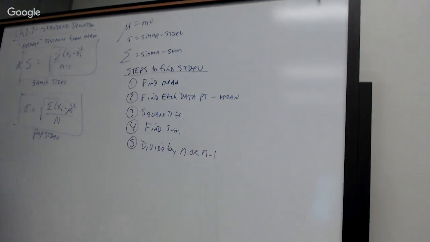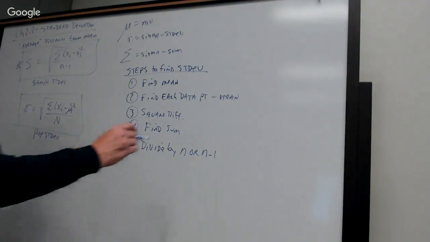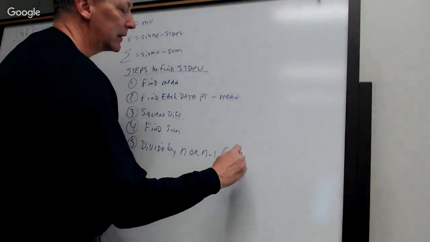Now let me ask you a quick question. How do you know when you're supposed to divide by n or n minus 1? Based on whether you're finding the sample or the population. If you're dealing with a sample, you're going to divide by n minus 1. If you're dealing with a population, you're going to divide by n. And by the way, this has a special name. It's called the variance.